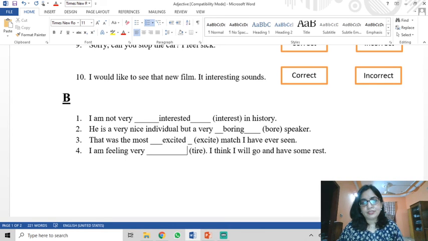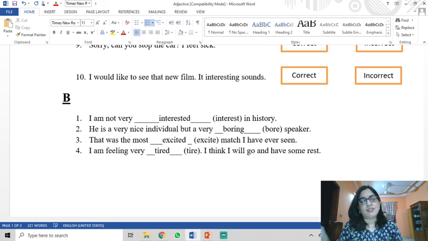And the last one, it is easy. I'm feeling very dash. I think I will go and have some rest. So tired. If you say I'm feeling very tiring, it's wrong. If I feel I am very tired, it means it is an adjective. You're defining the state. So I'm feeling very tired. I think I will go and have some rest. So this would be the correct answer.